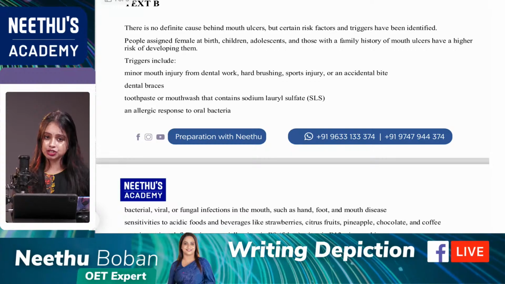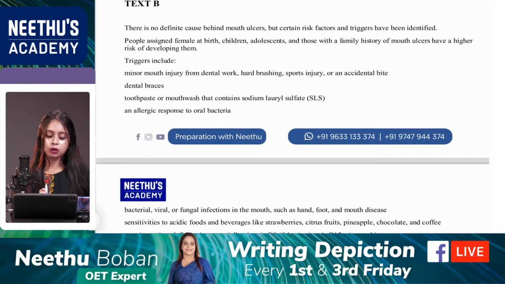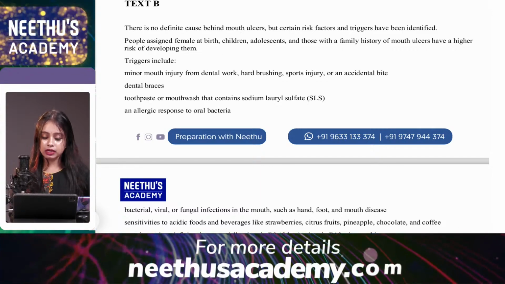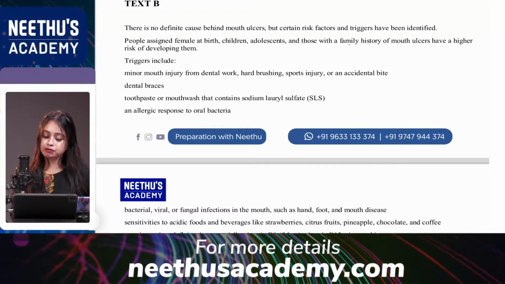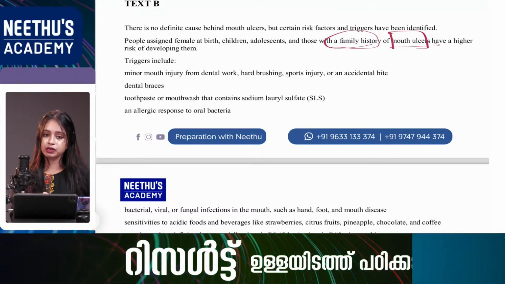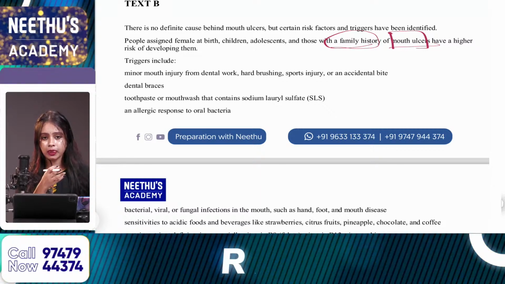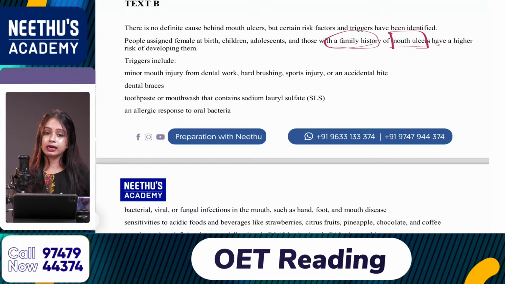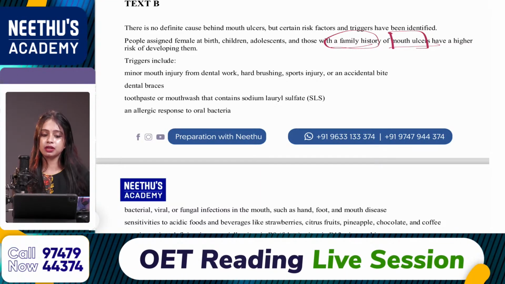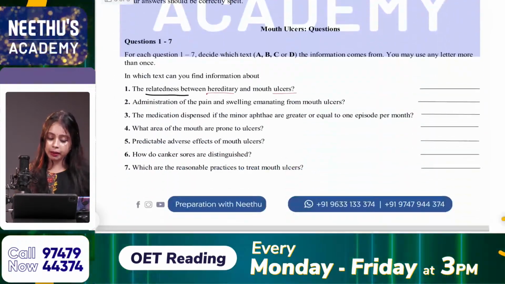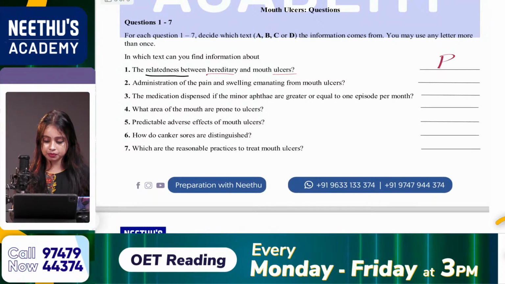Where is it first mentioned? These hereditary factors are in text B: people assigned female at birth, children, adolescents, and those with a family history of mouth ulcers have a higher risk of developing them. So what is the connection? If you have this particular connection, then there is a chance of getting mouth ulcer. That connection, the relatedness, is mentioned in text B. So the answer should be text B.